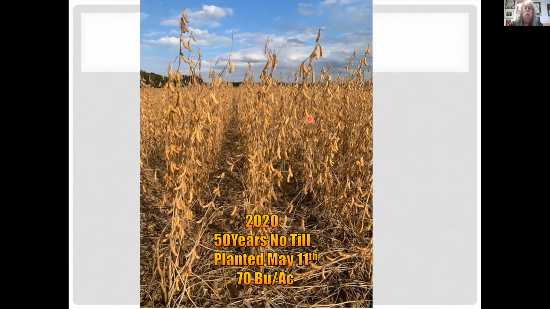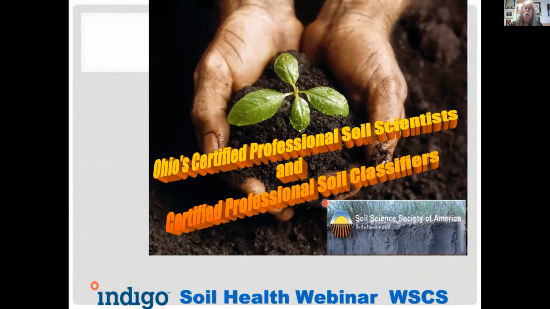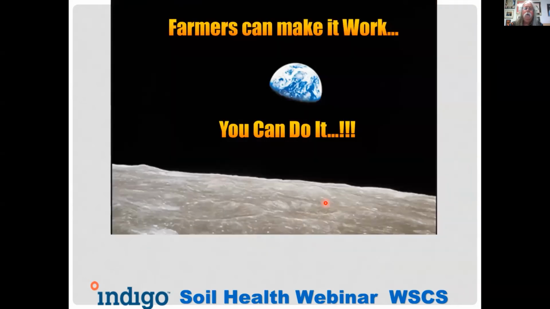So we talked about how to protect yourself when things go wrong. Soil compaction in the wettest year on record. Principles of soil health, how to improve your drainage power with conservation systems by using no-till, strip till, zone till, controlled traffic, cover crops, and drainage. Use our certified professional soil scientists and soil classifiers. Farmers can make it work. Yes, you can. You can do it.